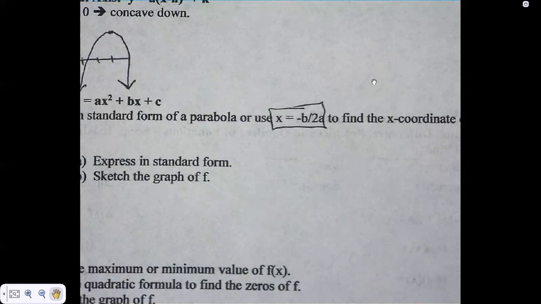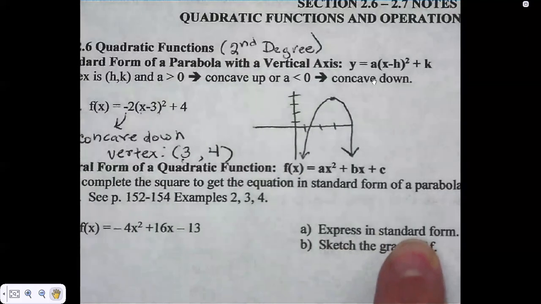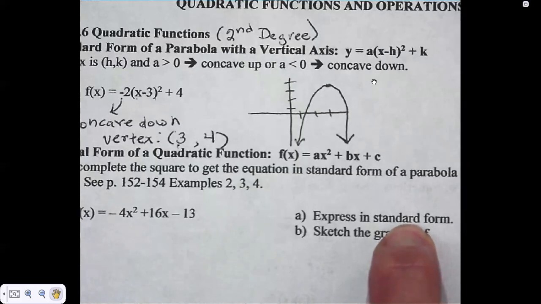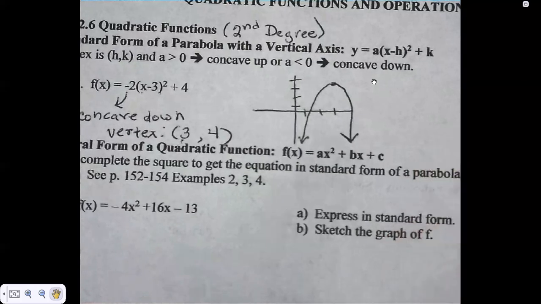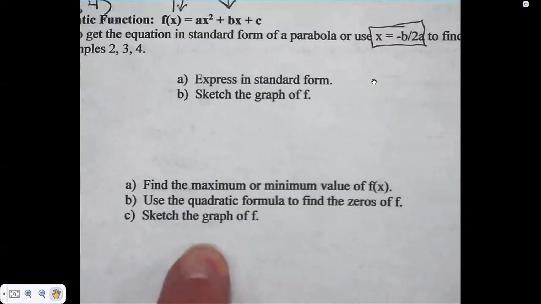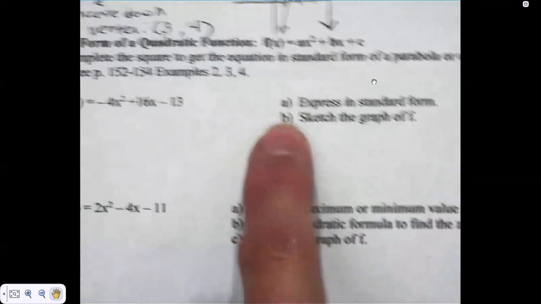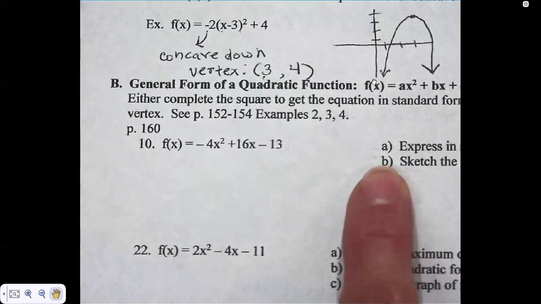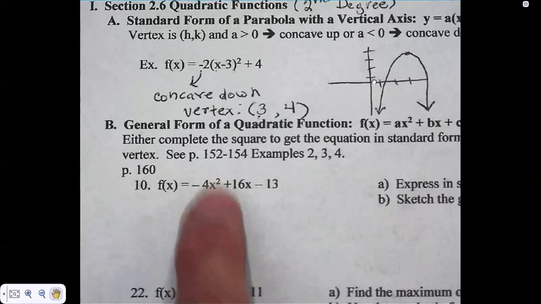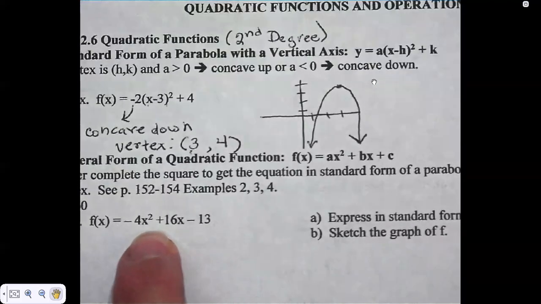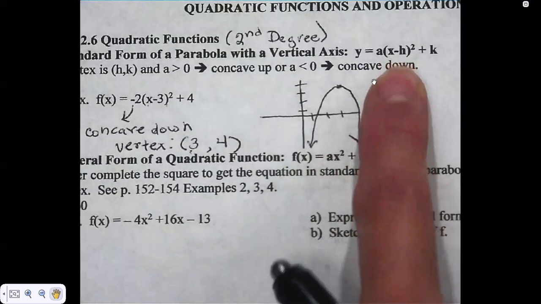Just put that number for x into the equation, and then you'd have the y value of the vertex. Actually, if the directions say express in standard form, we are going to have to complete the square. It doesn't say that on number 22, so on number 22, we'll just use our little baby formula here. But if it says express in standard form, then we're going to have to complete the square to get it in this form.